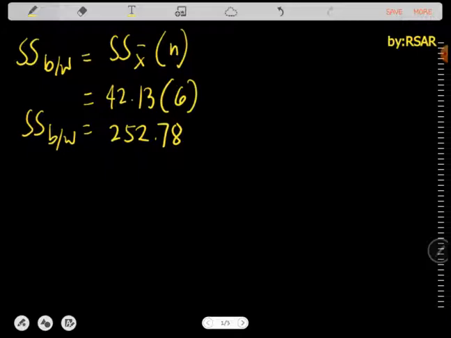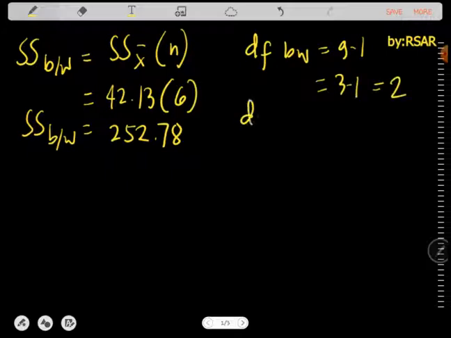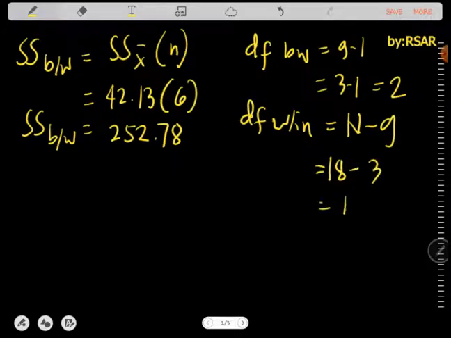So kunin muna natin pala yung DF between at saka DF within. Okay? Yung DF between is just equals to G minus 1. So that is equals to 3 minus 1 or that is 2. Okay? Yung DF within naman is equals to your N or yung total population minus G. So dahil tatlong treatment tapos 6 yung sample, so that is 18 minus yung G natin na 3. So this would equals to 15.